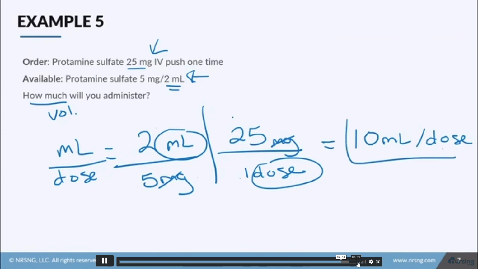Is 10 milliliters appropriate for an IV push? Sure it is, especially if this is the right calculation. Makes sense. This is about 5 times here. 5 times 2 is 10. It's about right. So we verified and we're good to go.